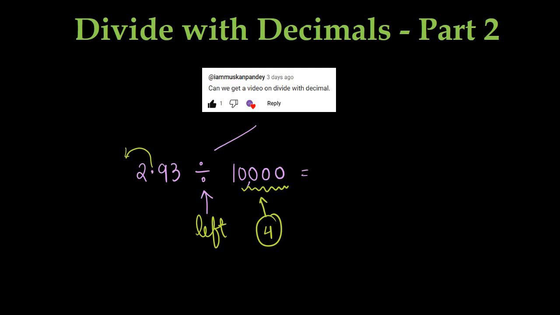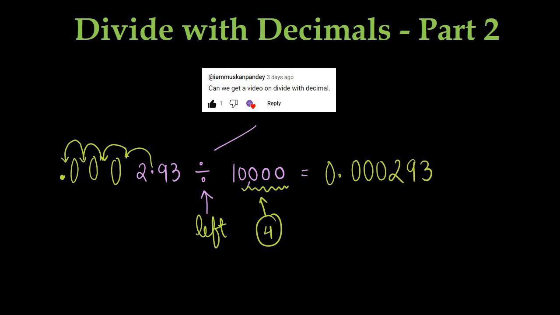Let's write it normally: 1, 2, 3 and 4. The point is going to move 4 digits, so it should be here, and in between there should be some zeros: 0, 0, 0. You cover the distance, right? So the answer would be 0.000293. You can check with the calculator and you're going to get the same answer.